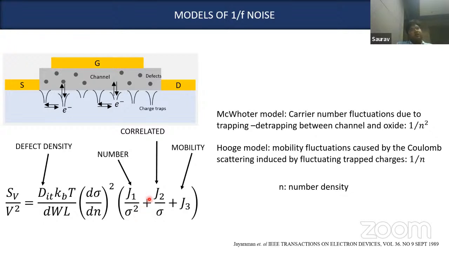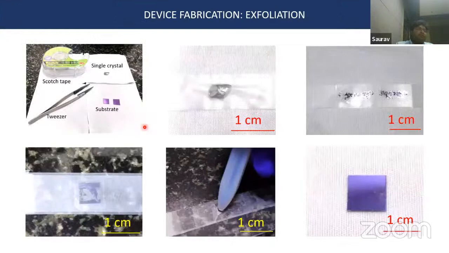So there are certain contexts in the case of TI's thin samples where none of the pure number or mobility fluctuation models work, but we have to use the correlated model to understand the noise as well as estimate the defect density.